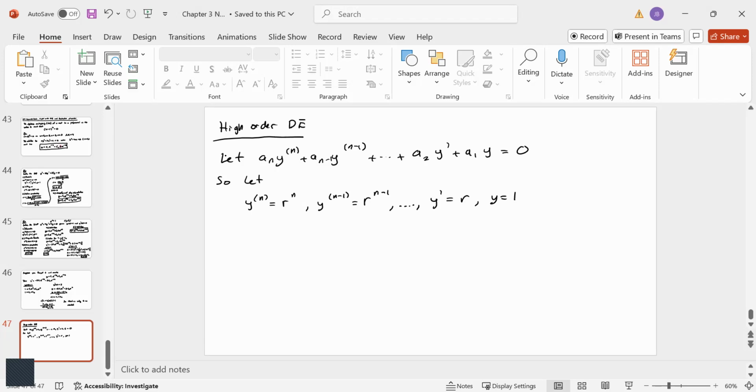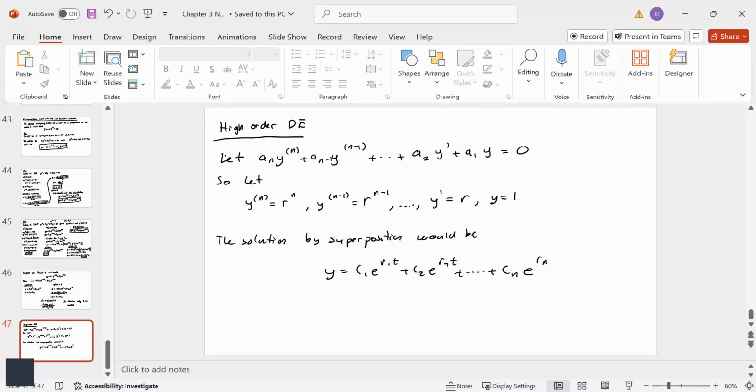And that begs the question then, what would the solution look like? Well, the principle of superposition says I can just add solutions together to make a super solution, if you want to call it that. The solution by superposition would be y equals C1 e to the r1 t plus C2 e to the r2 t plus dot dot dot plus Cn e to the rn t. You just keep adding until you run out.